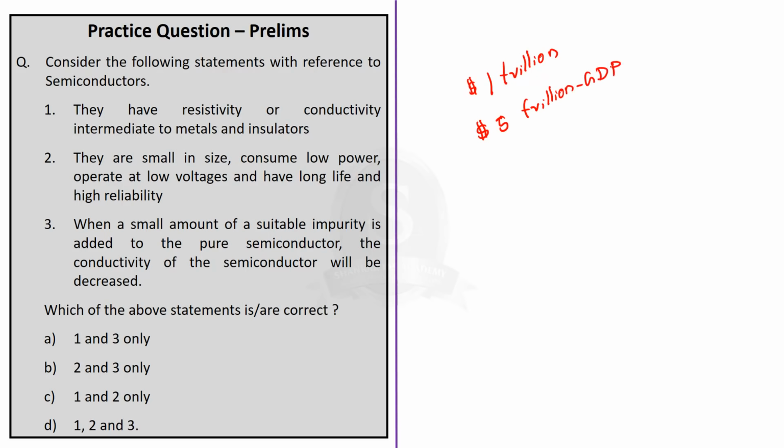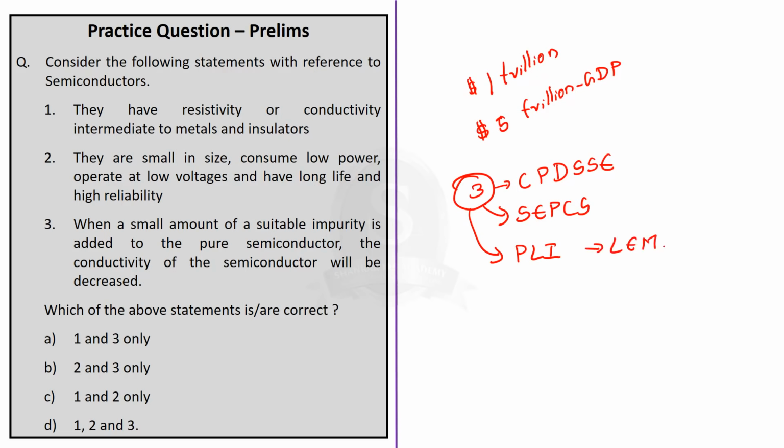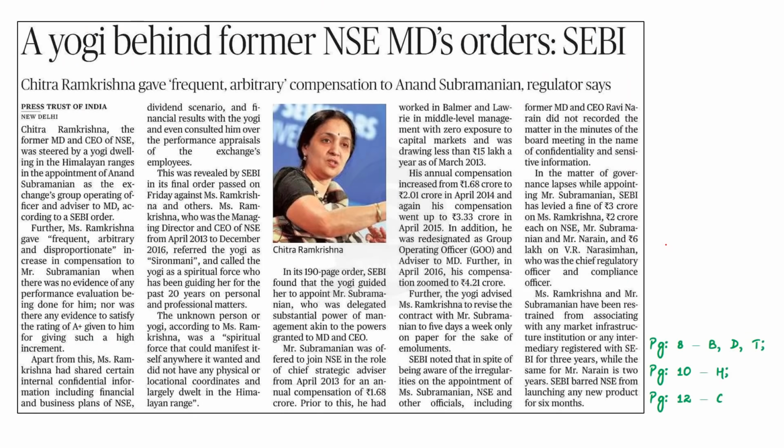Before concluding, let us do a quick recap. In this discussion, we saw 3 measures taken by the government to give a boost to semiconductor manufacturing in India. The measures we discussed are the Comprehensive Program for the Development of Sustainable Semiconductor Ecosystem, the Scheme for Promotion of Manufacturing of Electronic Components and Semiconductors, that is SPECS, and finally the Production Linked Incentive Scheme for Large Scale Electronic Manufacturing. With this, let us conclude this discussion and move on to the next news article.